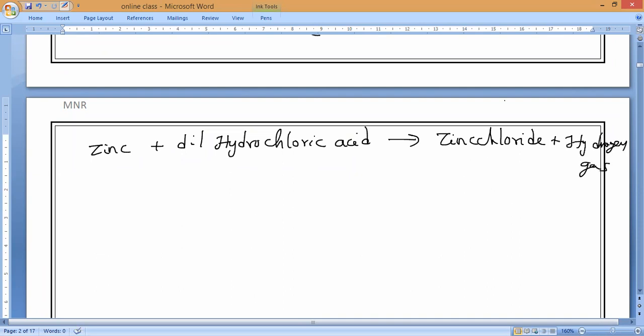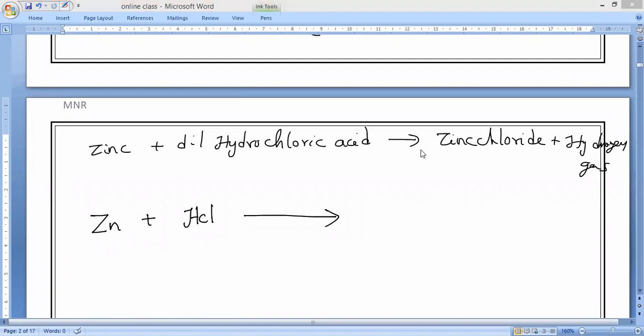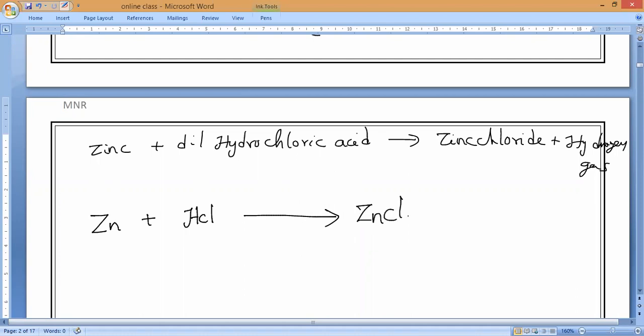Akshay, can you tell me the equation? One by one tell me, then only I can understand how much you studied. Zinc plus hydrochloric acid will give you zinc chloride. Zinc symbol, Zn. Zn plus HCl gives zinc chloride. Zn and Cl2, ZnCl2 plus hydrogen gas H2.